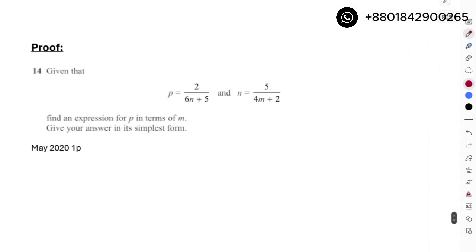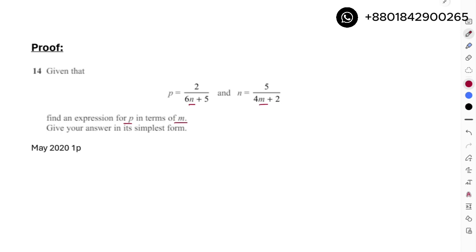In proof kind of cases, you just have to somehow prove that the left hand side is equal to the right hand side and all these things, right? So over here they have given you the value for p and the value for n in terms of m, and p is in terms of n. So we need to find an expression for p in terms of n, give your answer in its simplest form. Oh, in this situation, this is not an entirely proof case. This is just a changing subject situation.